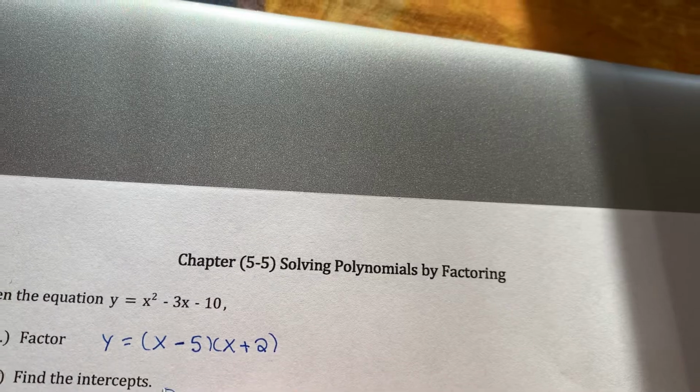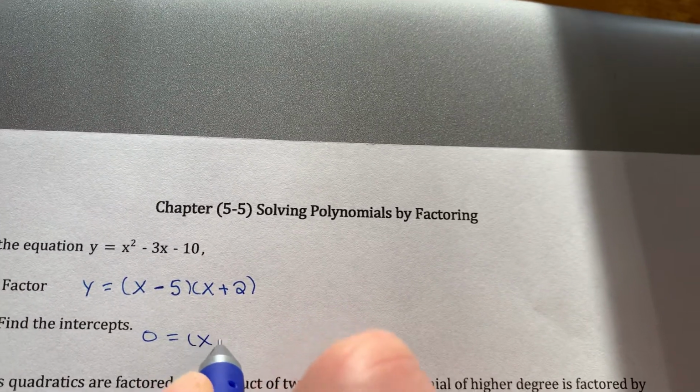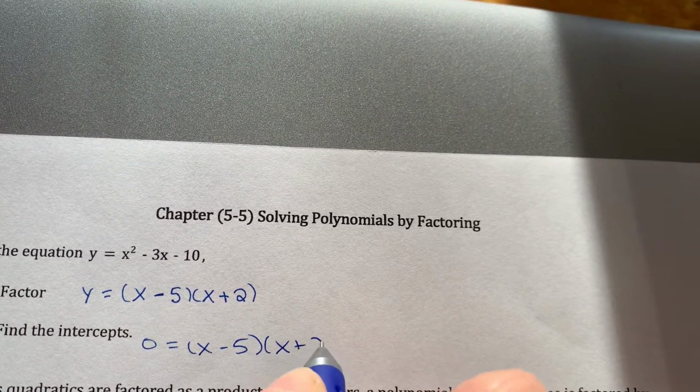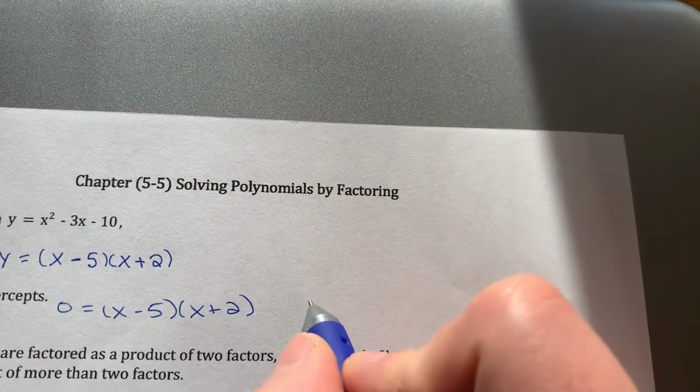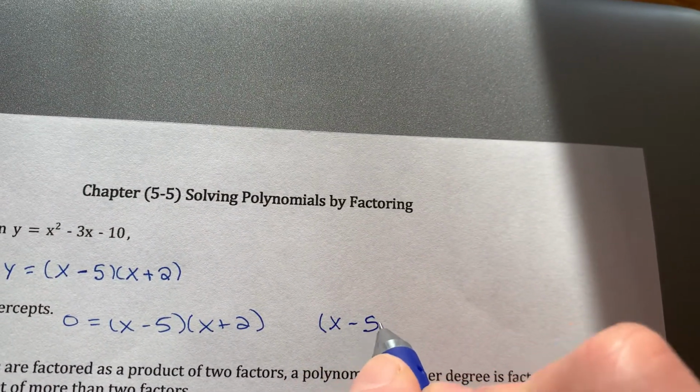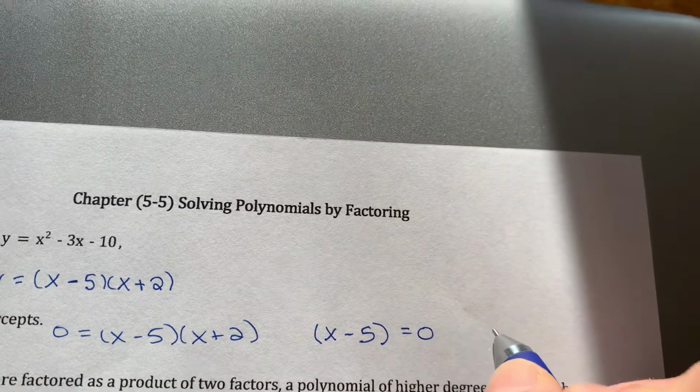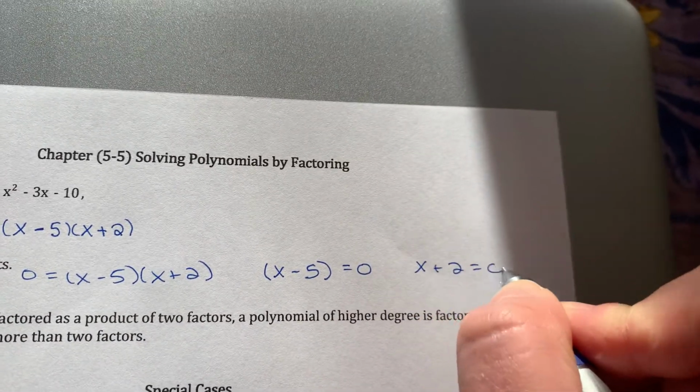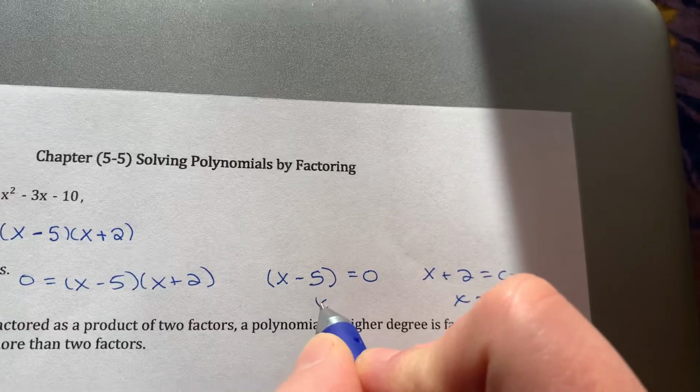And then to find intercepts, you set your function equal to 0. And the zero product property says if you factor the polynomial and it equals 0, then each factor can be set equal to 0, and then you can solve.